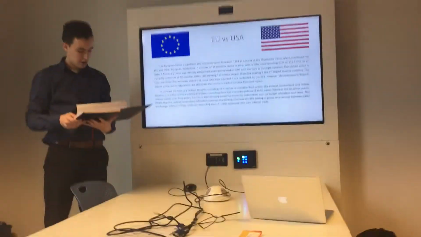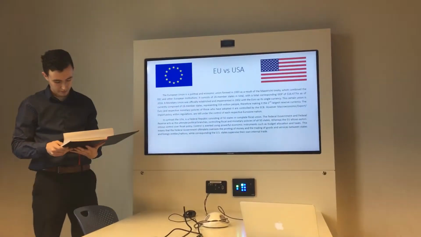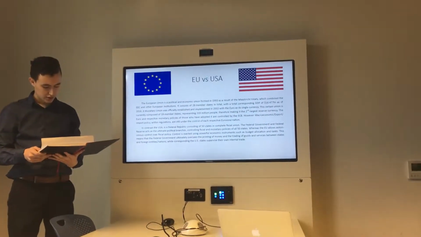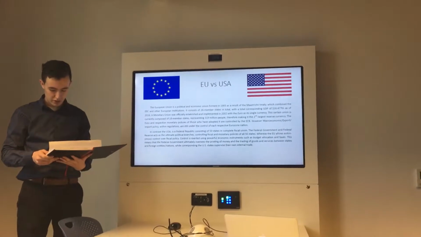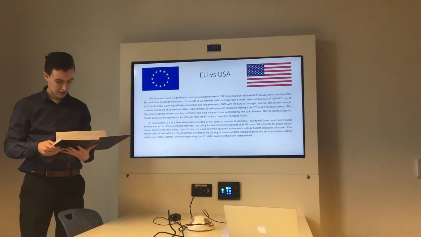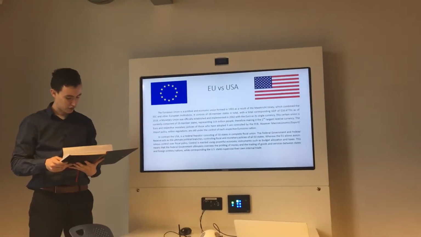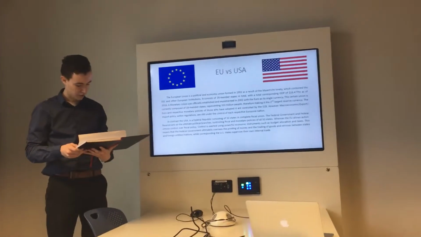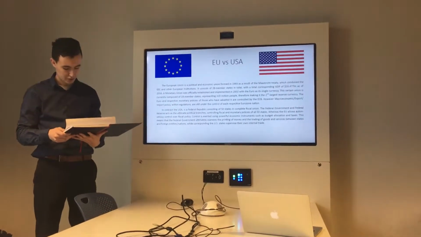In contrast, however, the United States of America is a federal republic consisting of 50 states in complete fiscal union. The federal government and Federal Reserve act as the ultimate political branches, controlling fiscal and monetary policies of all 50 states, whereas the European Union allows autonomous control over fiscal policy. Control is exerted using powerful economic instruments such as budget allocation and taxes. This means that the federal government ultimately oversees the printing of money and trading of goods and services between states and foreign entities or nations, while the corresponding US states supervise their own internal trade.